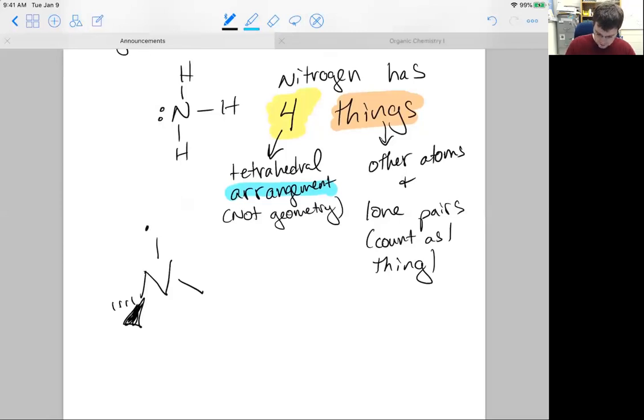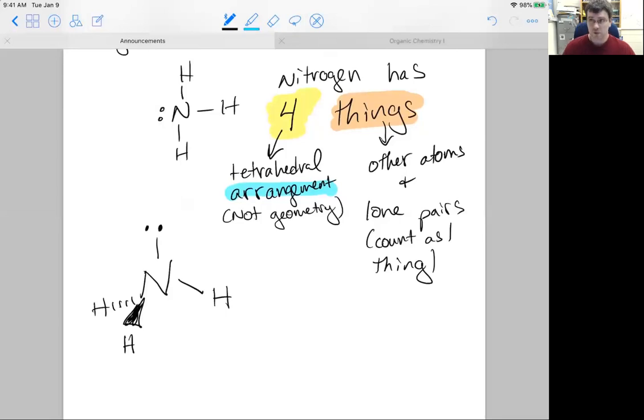I'm going to pick, for the sake of discussion, to put the lone pair of electrons, one of its 4 things, at the top position. Hydrogen going down and to the right, hydrogen going down to the left as a wedge, down and to the left as a dash. Okay.